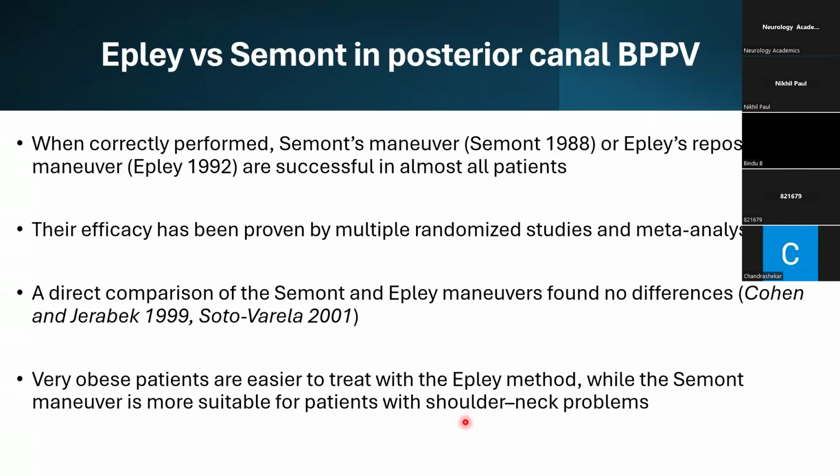So first of all, what do we do in a posterior canal BPPV? We have two options, the Epley's and the Semont's maneuver. There are multiple studies which compared either, and both of them have almost equal efficacy. So one practical thing is, for very obese people, we can try the Epley's maneuver. It is easier to do in obese people. Whereas people who are having musculoskeletal issues in the shoulder neck region, those we can try for the Semont's maneuver.